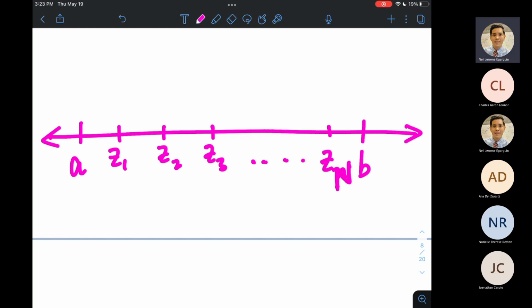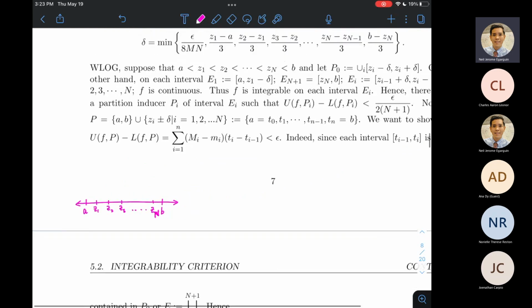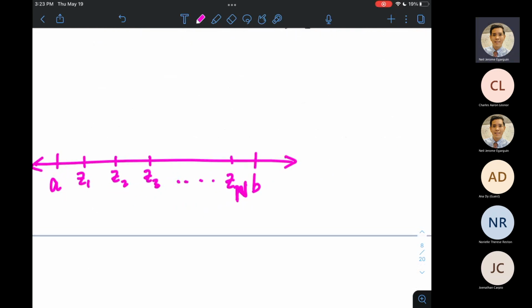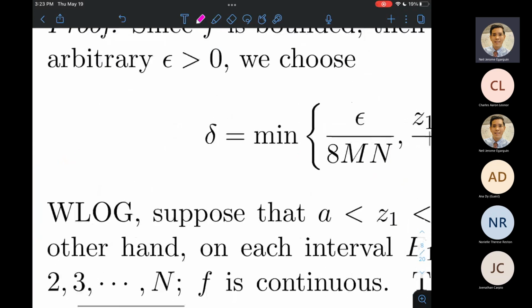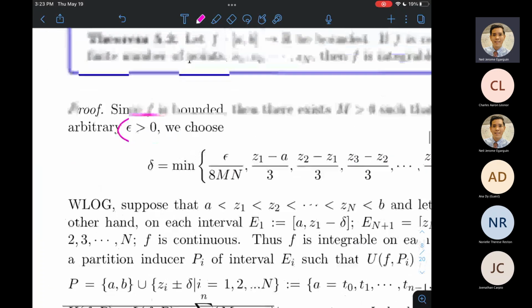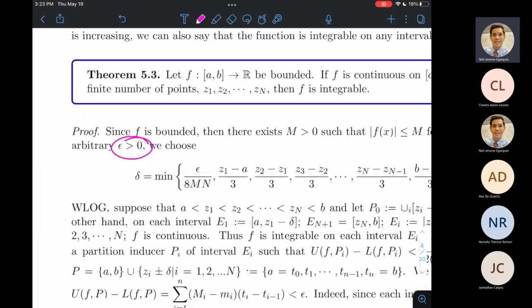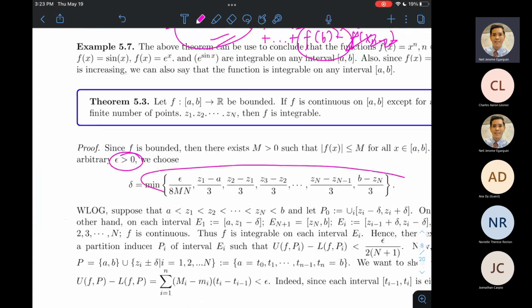Tapos, ang gagawin ko ay, ang gusto kong gamitan ay si Theorem 5.1. So, pwede akong pumili ng isang specific partition inducer relative to a given epsilon greater than 0. So, given na muna si epsilon greater than 0. Pipili ako ng partition inducer. Tapos, ang sasabihin ko, pipiliin ko yung partition inducer na nakadepende sa isang number delta. Okay? Ano si delta? Si delta ay yung minimum ng mga numbers na yan.